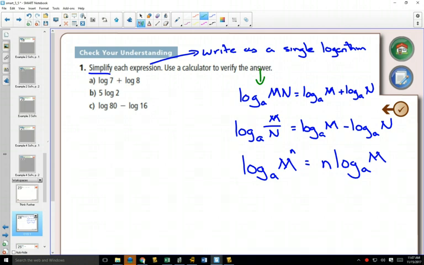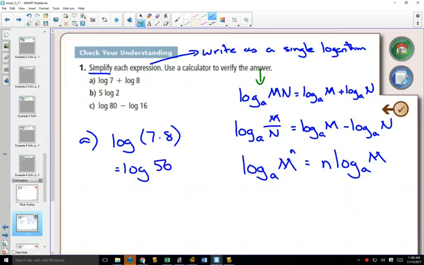So basically in A, what you're looking for is I have a log 7 plus log 8. Does that match as the right-hand side of any of those formulas? Yes, it matches with the first one. If I have a log plus a log, I can rewrite it. Base stays the same, so this is a common log with a base of 10. I can rewrite it as 7 times 8. So that would just equal log of 56. And that would be simplified, because I've written it as a single logarithm.